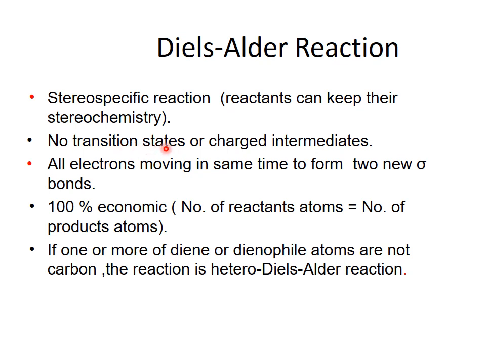If one or more of the diene or dienophile atoms are not carbon, the reaction is a hetero-Diels-Alder reaction. If the atoms present in the diene or in the dienophile are other than carbon, then that Diels-Alder reaction is called a hetero-Diels-Alder reaction.